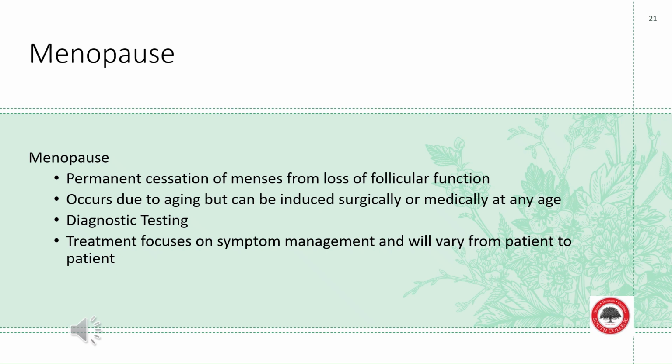Menopause often occurs due to aging and represents permanent decline of sex hormones. In addition to aging, menopause can also be surgically induced and medically induced, for example, chemotherapy, pelvic radiation, or hysterectomy. The average age of menopause is 51.5 years, and 95% of patients will experience their final menstrual period between the ages of 45 and 55 years.